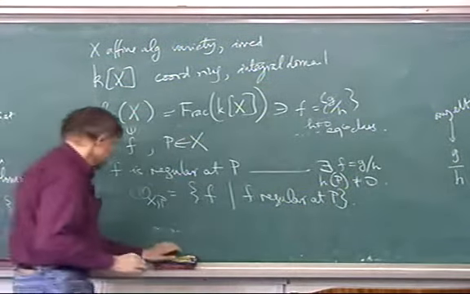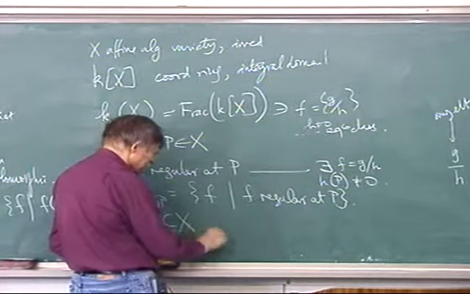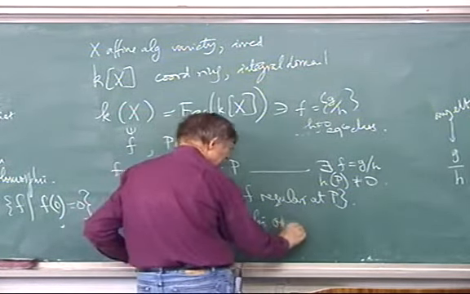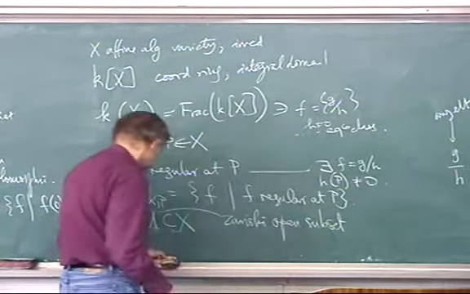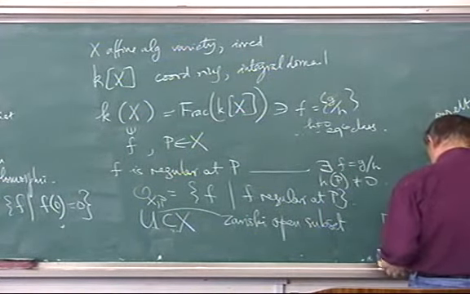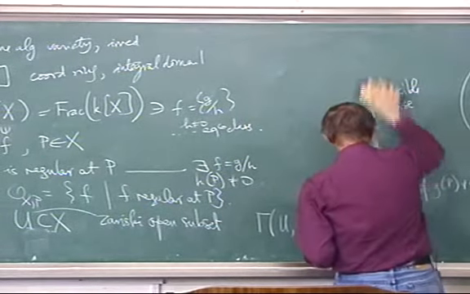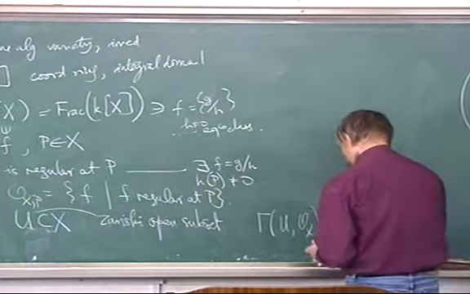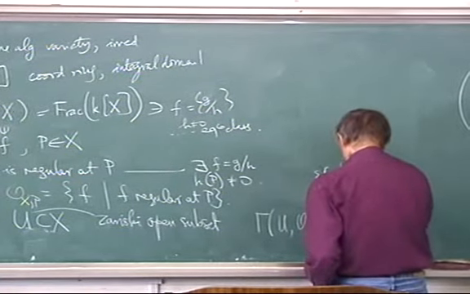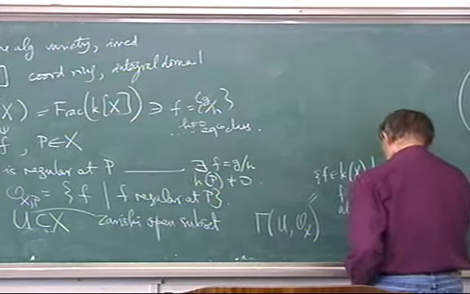So if U in X is a subset, but in particular I'm thinking of a Zariski open subset, then you can define Gamma(U, O_X). I'm not going to use this notation anymore, but it's suggestive, and some of you will be studying other things where this notation is relevant. So this is the set of f in K(X) such that f is regular at all P in U.